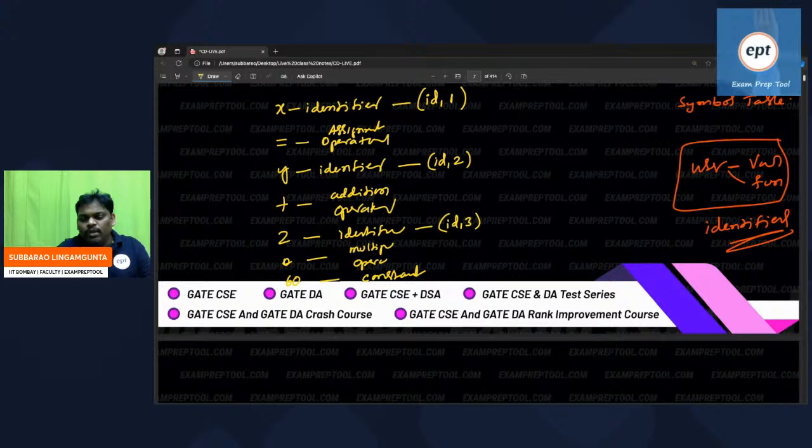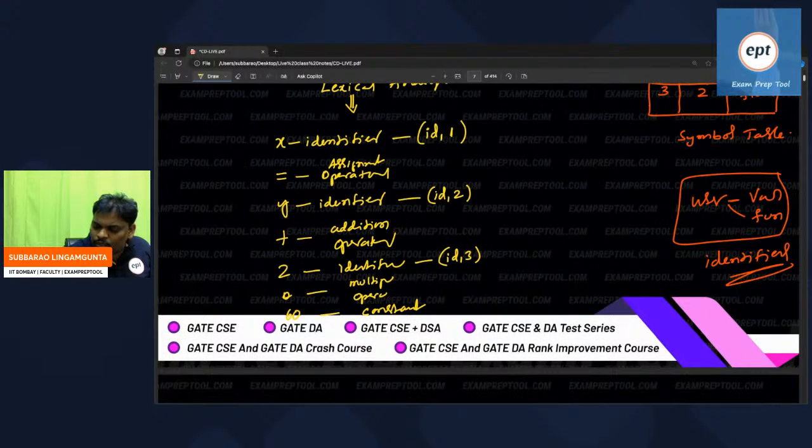So the final conclusion. At the end of the story, I want to ask you one more thing. To whom is a token number given? The answer is identifier. The people who are there in the symbol table, for them a token number is given. So be careful, for them the token number is given.